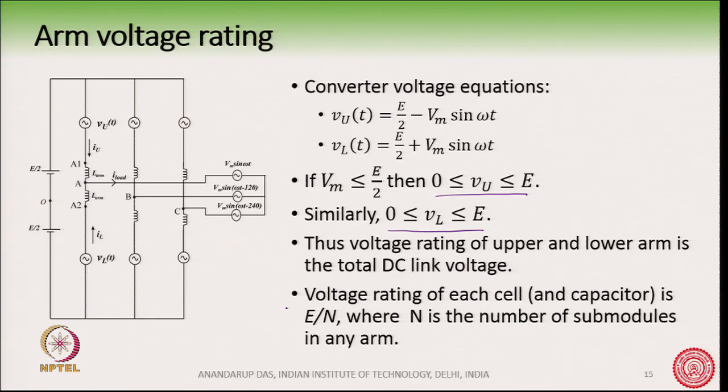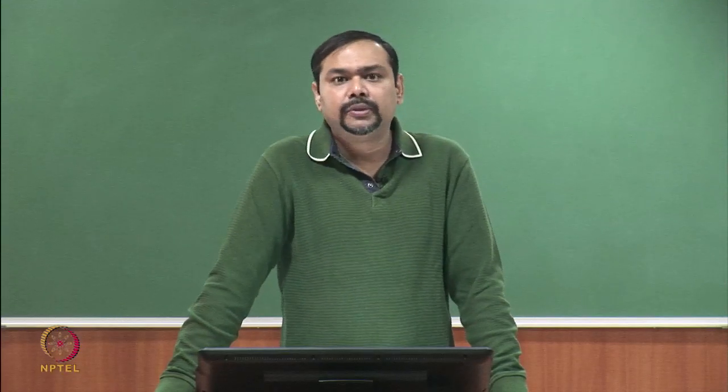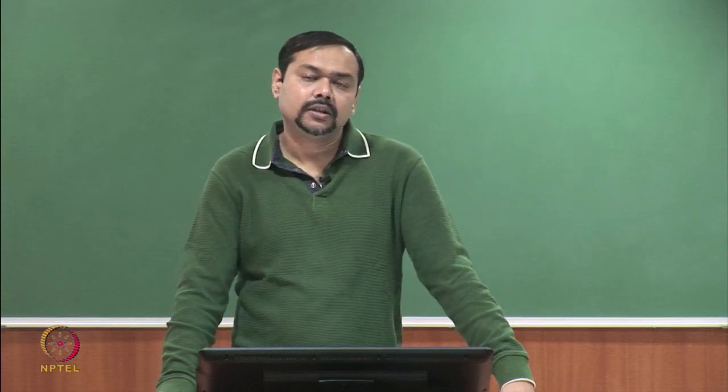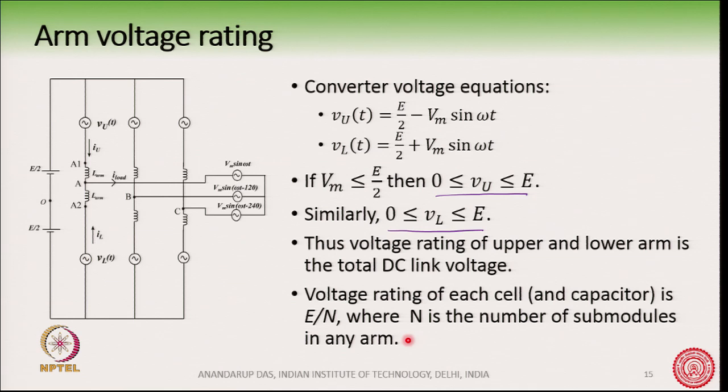That is what is shown here, this E by N. So, the voltage rating of the cell is capital E by N. Therefore, each cell has its own capacitor that must be rated for that much voltage E by N, and because it is having say half bridge or full bridge, each transistor will also be rated for E by capital N. The voltage rating of the cell is dependent on how many submodules we choose in any arm. Now, here comes a choice.